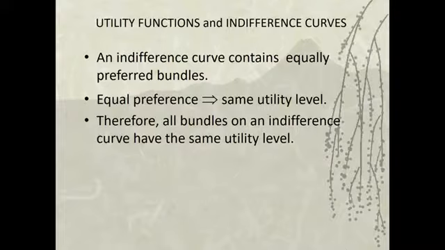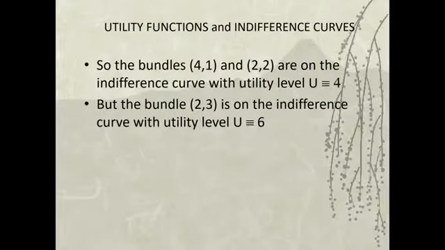An indifference curve contains equally preferred bundles, and equal preference implies the same utility level. Therefore, all bundles on an indifference curve have the same utility level. This is what we discussed in the beginning. The bundles (4, 1) and (2, 2) are on the indifference curve with utility level 4, so u is identical to 4. But the bundle (2, 3) is on the indifference curve with utility level u identical to 6.